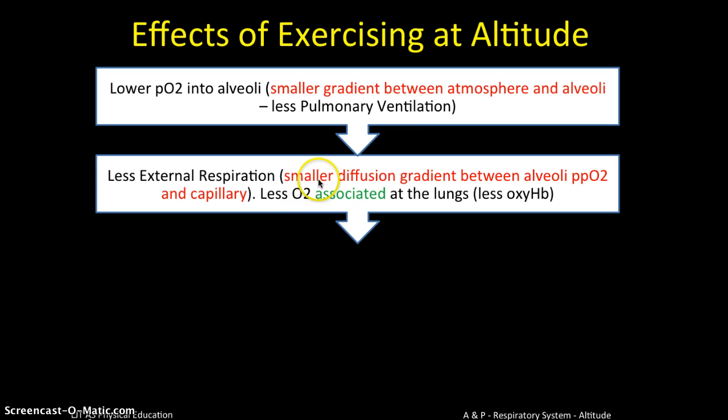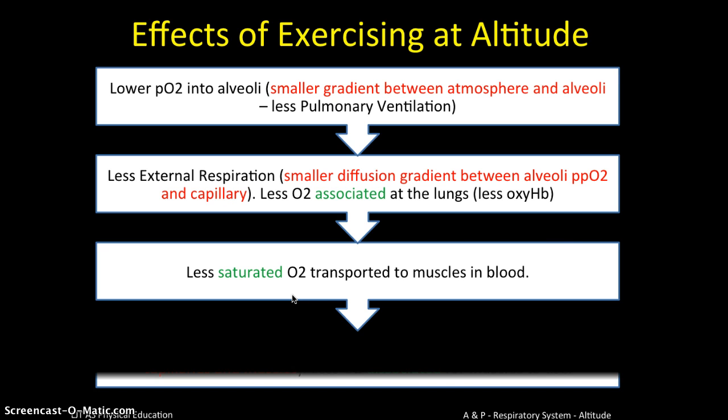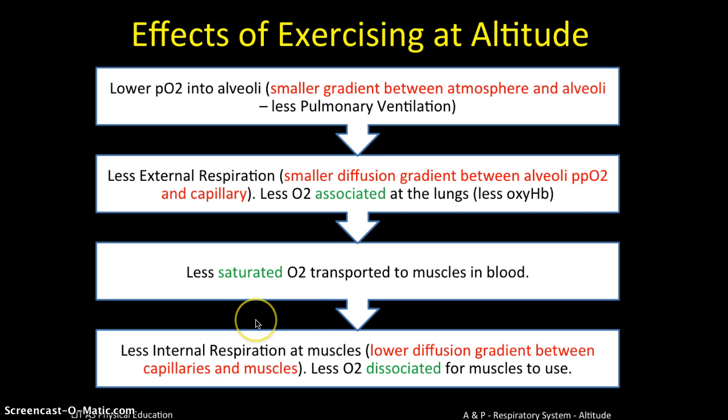So this smaller or shallower diffusion gradient means less oxygen will move from the lungs into the blood and less oxygen will associate with hemoglobin. So instead of leaving fully saturated, the hemoglobin is less saturated at altitude. And if the blood is circulating around the body and heading to our muscles and it is less saturated, when it arrives at the muscles, there'll again be a lower diffusion gradient at the muscle site.